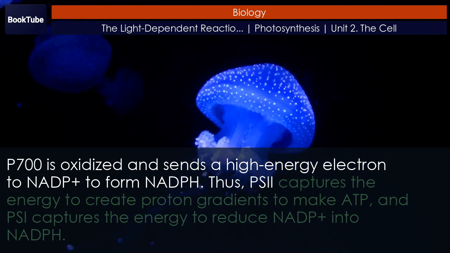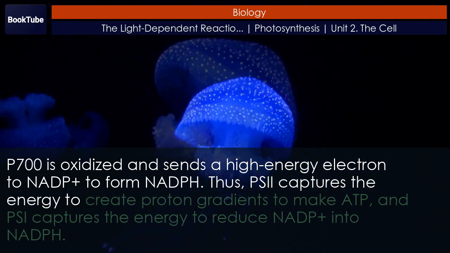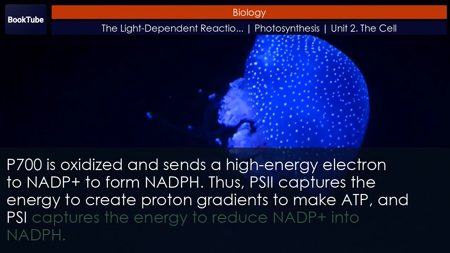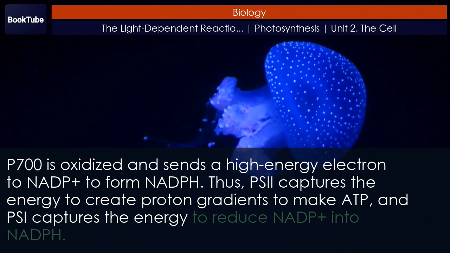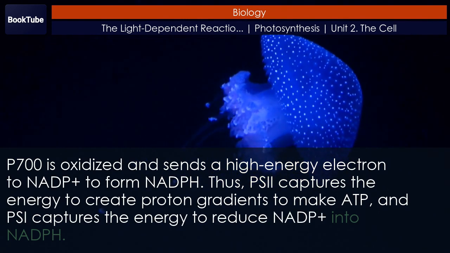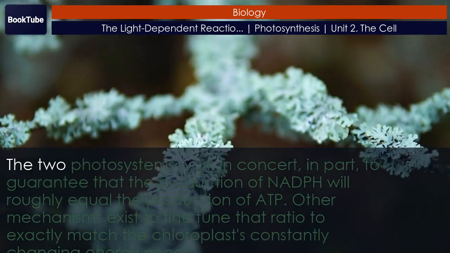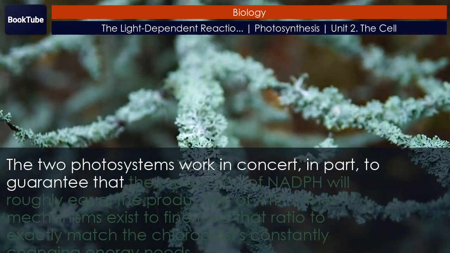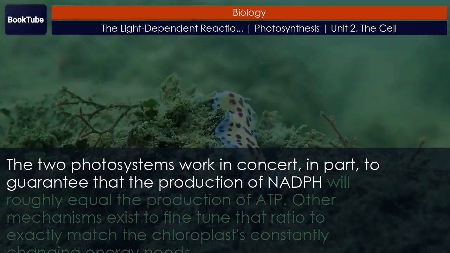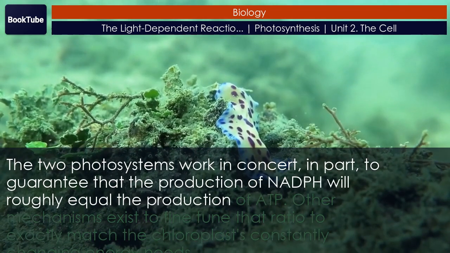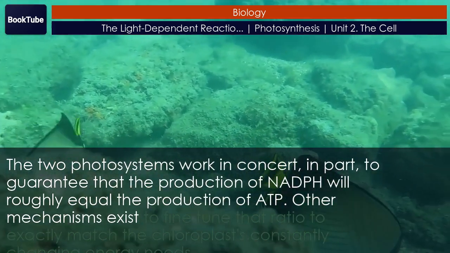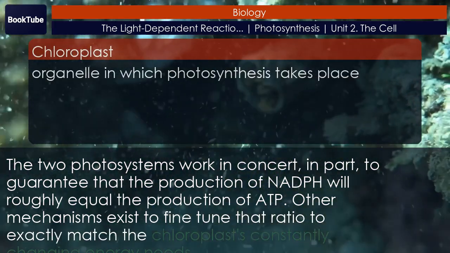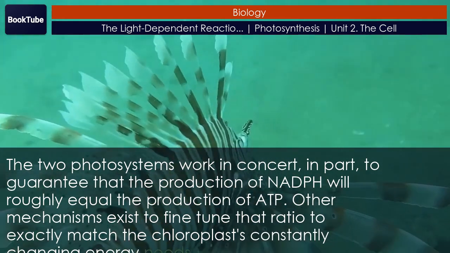Thus, PSII captures the energy to create proton gradients to make ATP, and PSI captures the energy to reduce NADP+ into NADPH. The two photosystems work in concert, in part, to guarantee that the production of NADPH will roughly equal the production of ATP. Other mechanisms exist to fine-tune that ratio to exactly match the chloroplast's constantly changing energy needs.